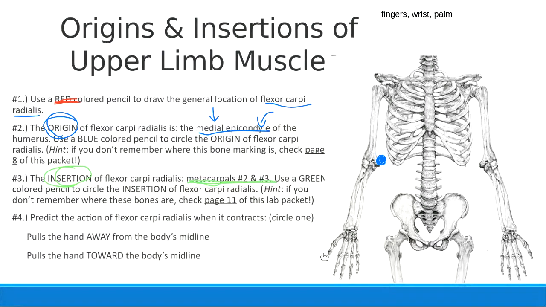So metacarpal number one is this one out here in the thumb. Metacarpal number two is this one right here for the pointer finger. Metacarpal number three is here for the middle finger. Number four is there on the ring finger. And number five is the pinky. So our insertion point is on metacarpals number two and three. So we're going to color for ourselves a little green spot on number two and number three. It doesn't have to be pretty. It just has to be something you can see. Metacarpal number two and three.